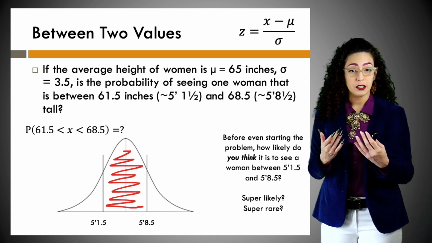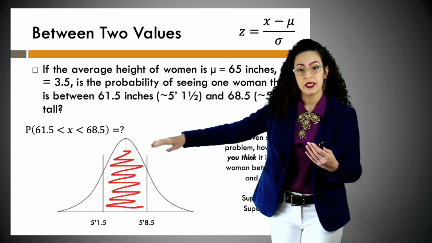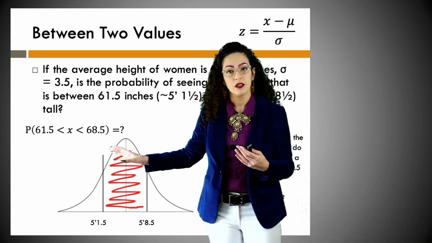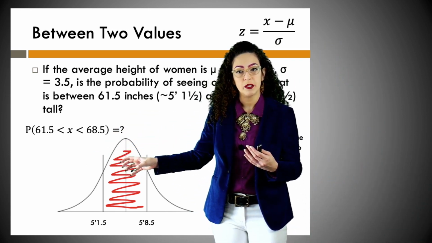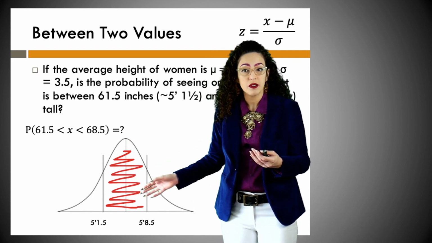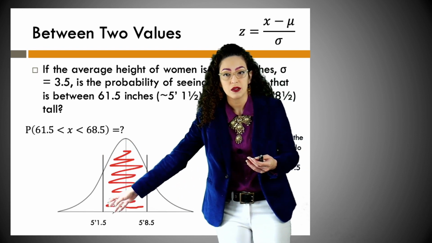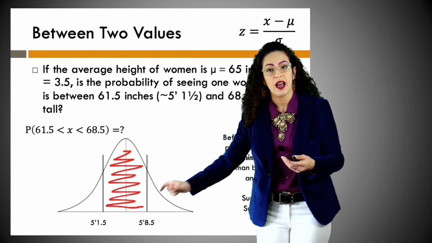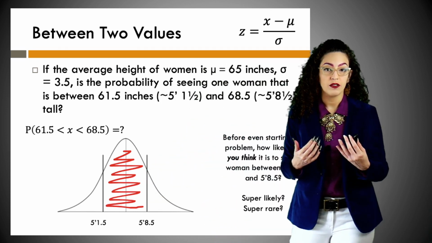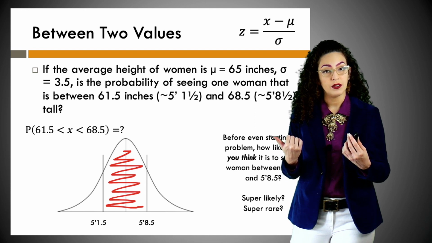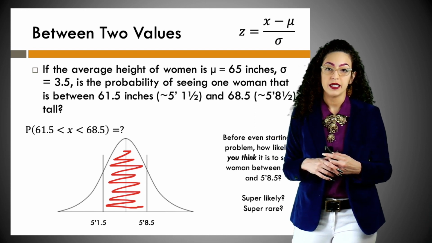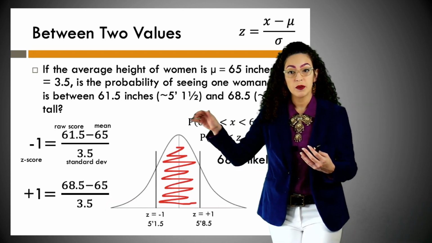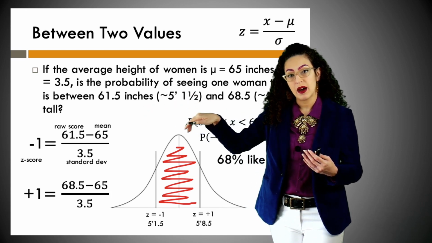So again, what is this curve doing here? This is our probability curve, and this time we are looking for the proportion that is between two z-scores, but you could also write it as the two raw scores, the 5'1½" and the 5'8½". So let's convert the raw values into z-scores so we can look them up on the table. So here we're looking for the proportion between -1 and +1.